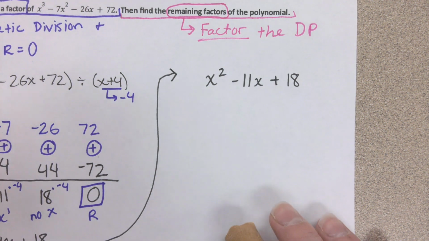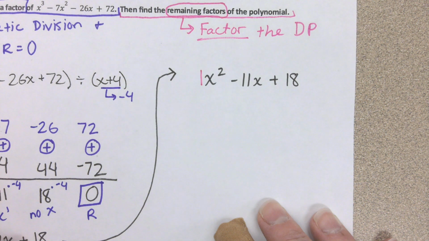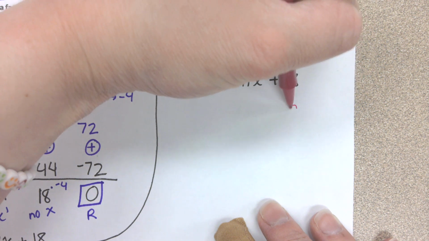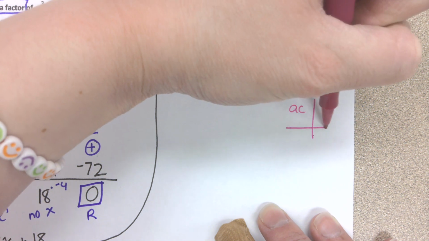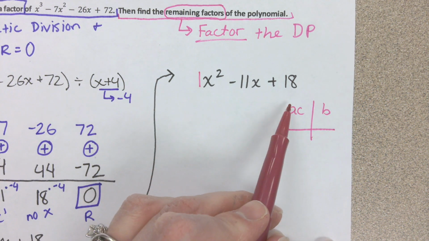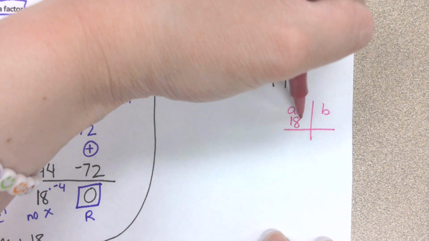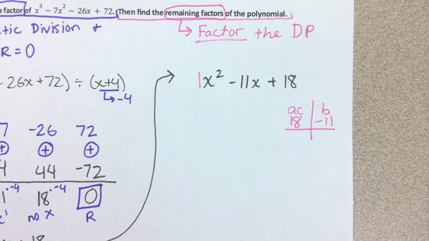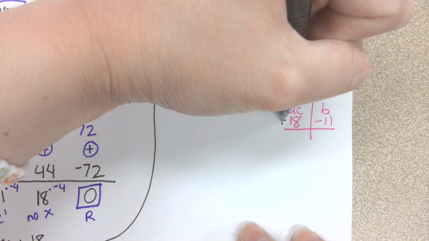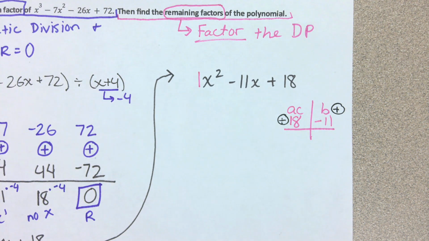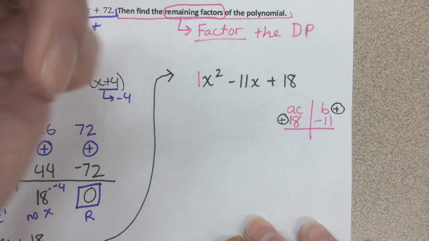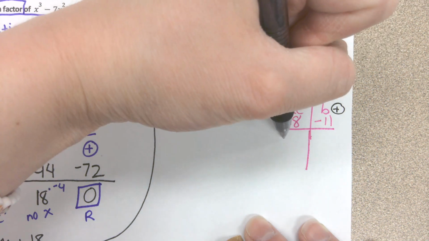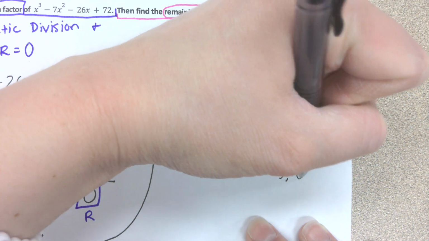Same way we did before with an ACB chart. Our A here is 1, which is helpful to point out. ACB. A times C, 1 times 18, that's just 18. B is negative 11. 18 is positive, so we're adding to get that negative 11. When we have a mixture of signs happening, this information is very helpful. 18 has 3 pairs of factors. 1 and 18, 2 and 9, 3 and 6.